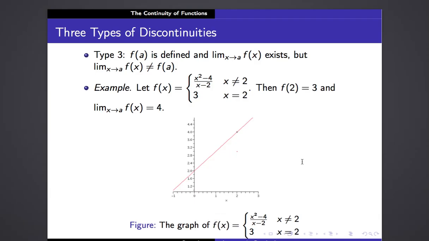So here is an example. Let f of x be x squared minus 4 over x minus 2 when x is not equal to 2. But when x equals 2, it is defined to be 3, right? Then f of 2 is by definition, of course, 3, but the limit is 4. So they do not coincide, right? As you can see here, we also see a separation of the graph, right? So that's what makes the function not continuous.